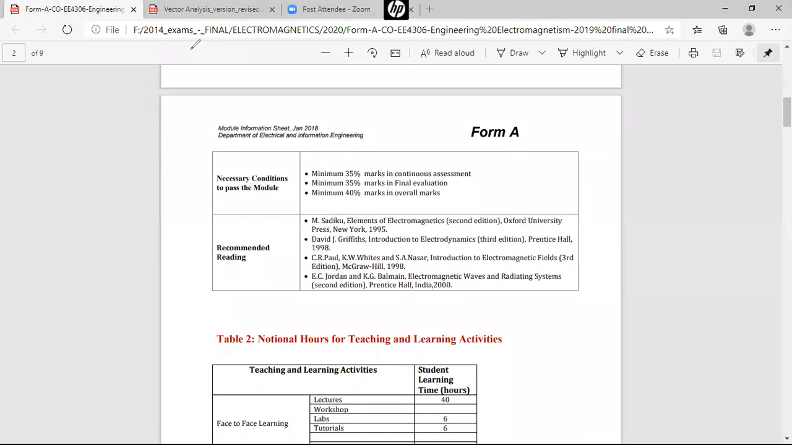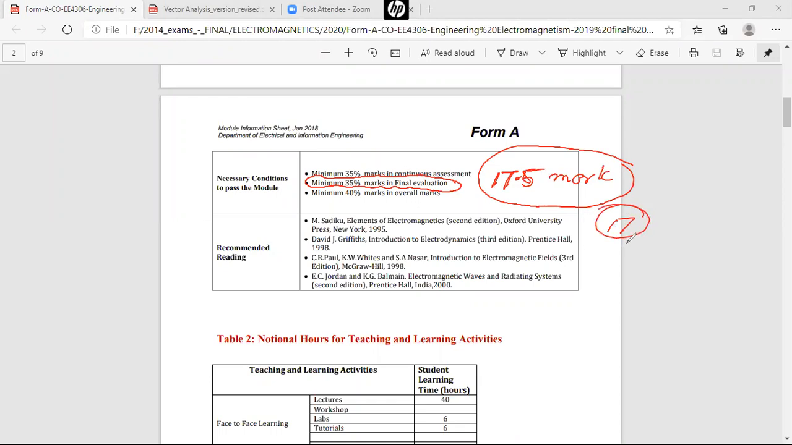Once you sit for the end exam, you have to earn 35 marks for the end paper. That means around 17.5 marks. You have to score at least more than 17.5. If you score less than that, then you have failed. Okay, so you will be a repeat student.